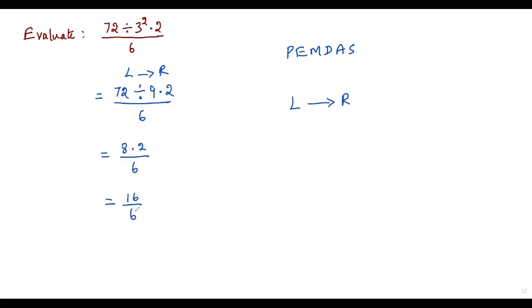Now we can simplify this. Both of them are even numbers, 16 and 6, so we can divide both 16 and 6 by 2. 2 goes into 6 thrice and 2 goes into 16 8 times. So the final evaluation of the given numerical expression is 8 over 3.